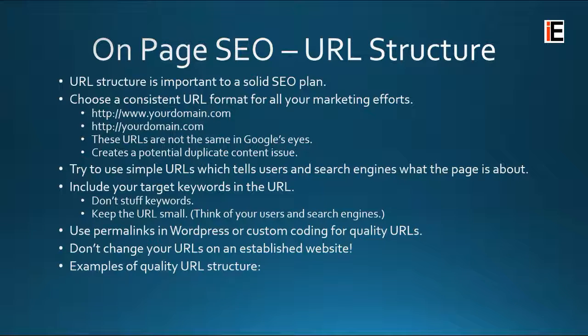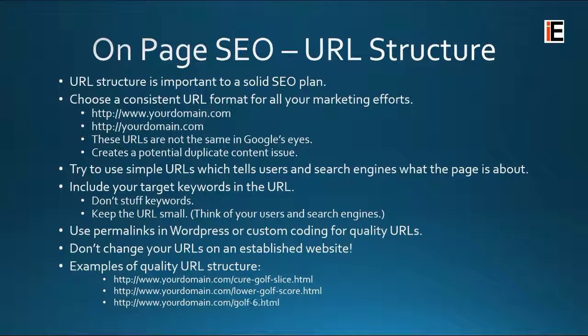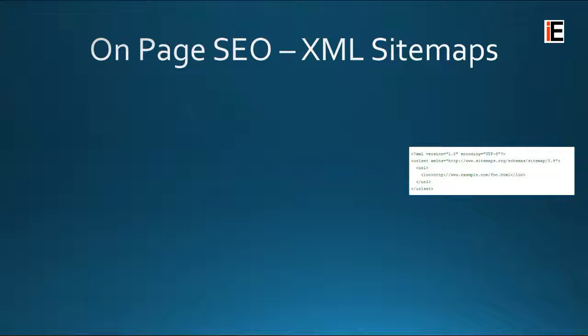Examples of quality URL structures would be like yourdomain.com/cure-golf-slice.html, lower-golf-score.html, golf-6.html, like if there's a number for your articles. Those are good ideas of clean URLs.